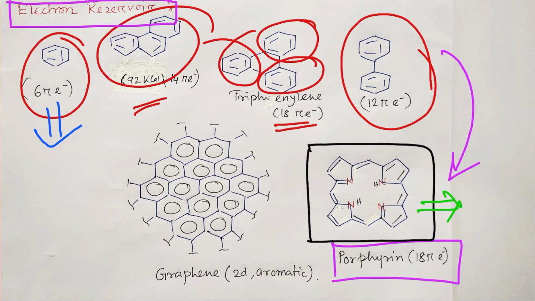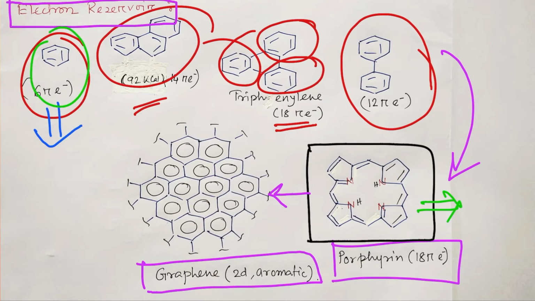And if you go one step further from this small macrocycle to a big macrocycle like graphene, what is graphene? It's a 2D aromatic, meaning you may consider many benzene nuclei adjacent together, forming a two-dimensional network. In the case of graphene, we know that such a molecule can act as a conjugated semiconductor.